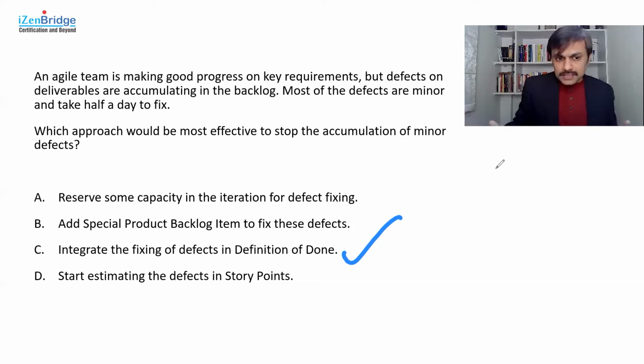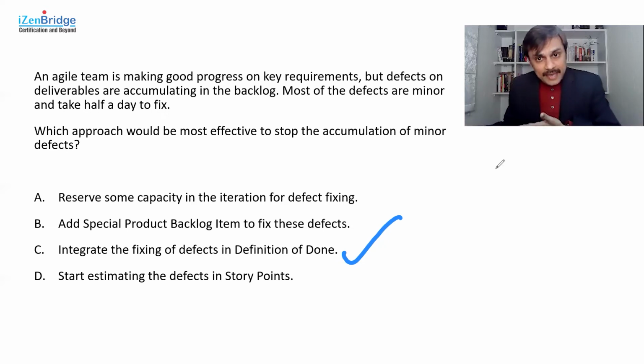defects. Now, option D, start estimating the defects in story points. Estimating defects and quantifying them as a problem is a good idea. Probably that makes people more aware of it, but awareness may lead to some action item, and just awareness is not directly helping me stop the accumulation of new defects.